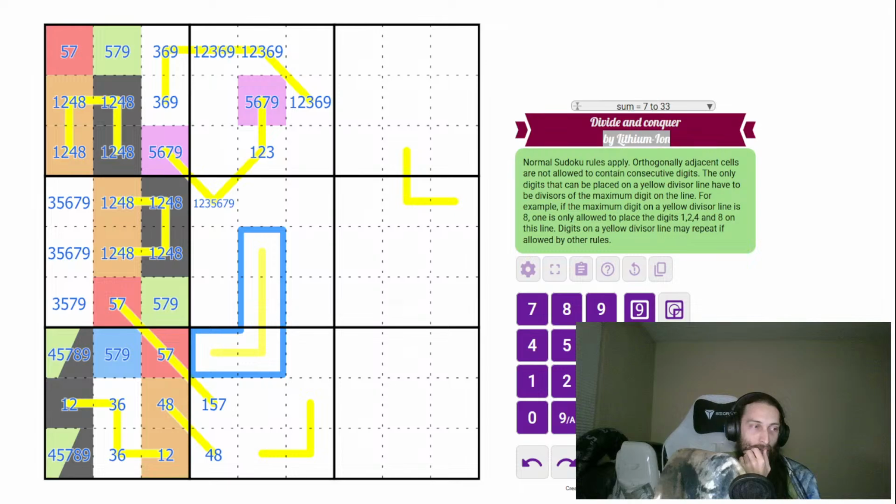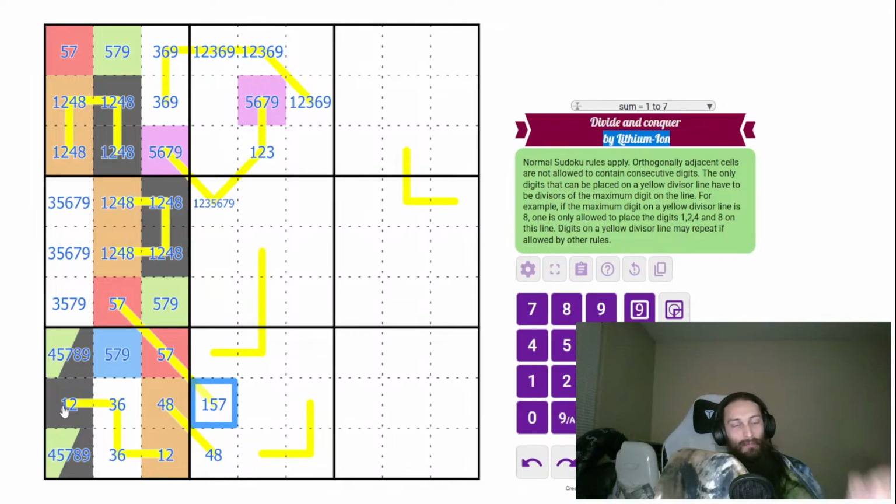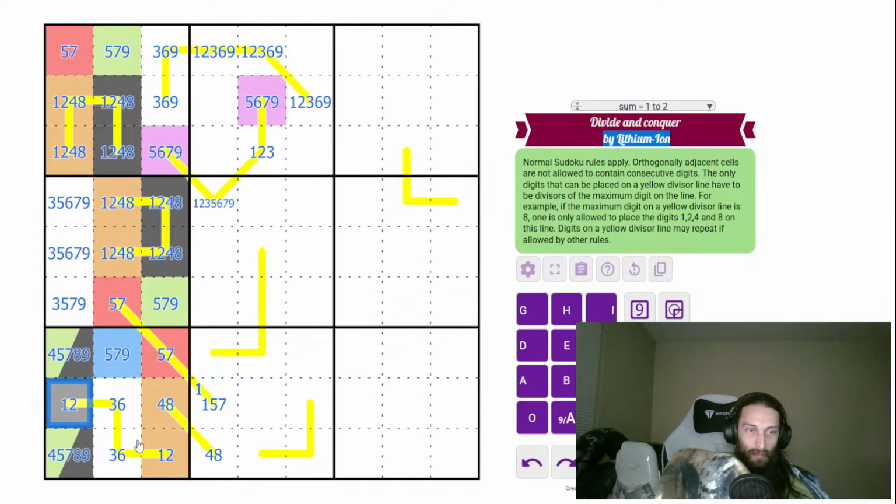Right, if at the end of the yellow line, the 157 in box 8, that's 1. Then the 1, 2 is resolved in box 7. Also 6, 3, and the 6 makes blue 9.